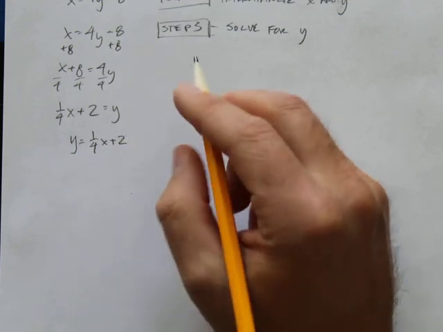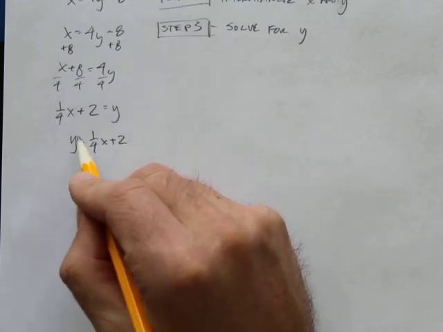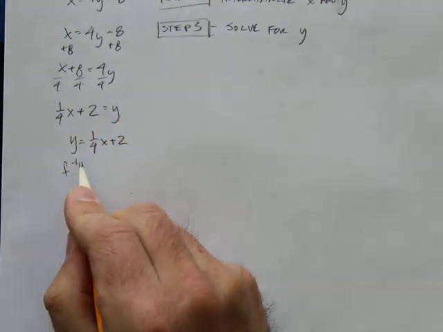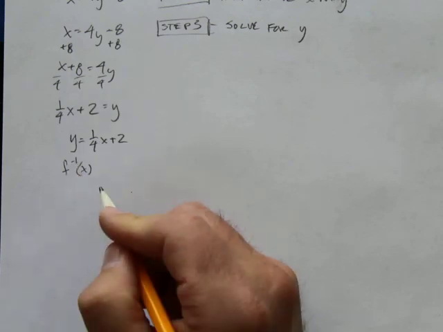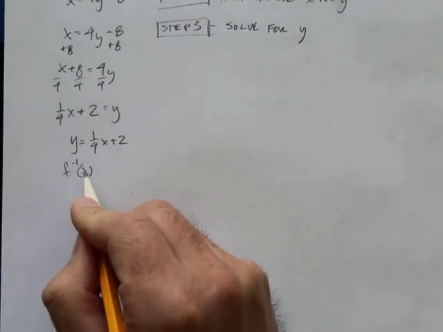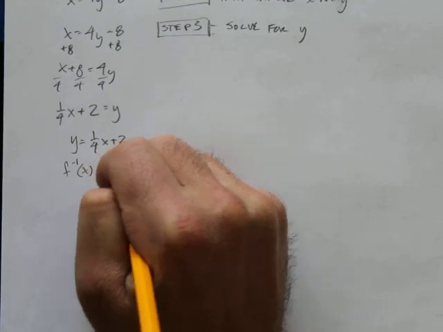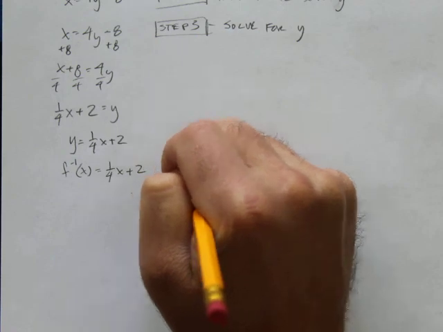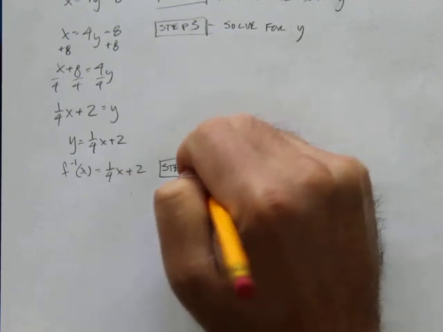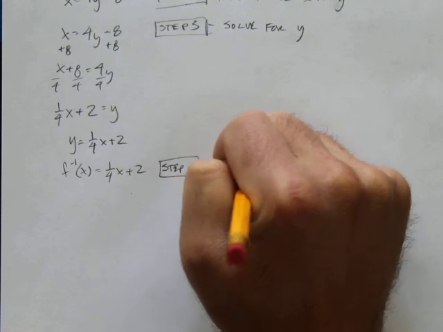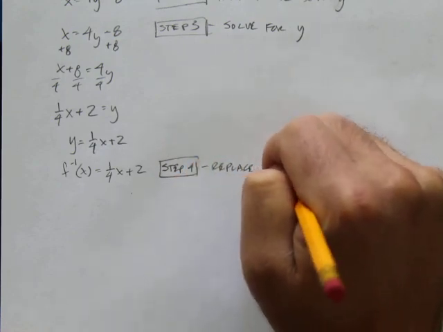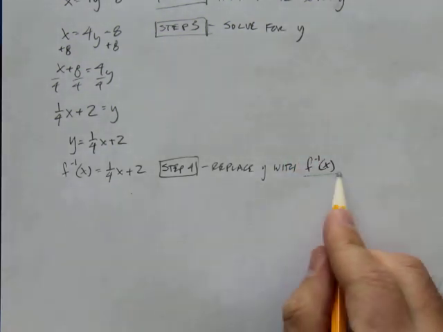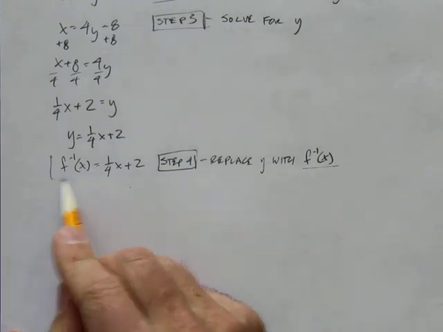Now my last step is going to be to change this y to be f inverse of x. Put that little -1 up there. That means the inverse of f of x equals 1/4 x plus 2. So step 4, replace y with the inverse of f of x. And circle your answer.